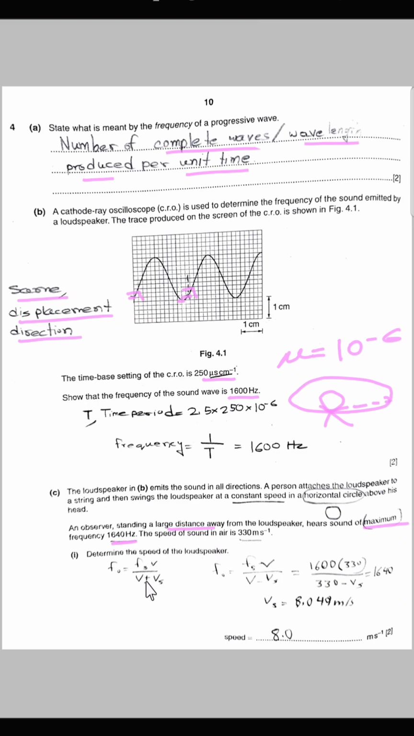For a maximum frequency, the denominator has to be less. Thus, we place a minus in the denominator, and for a minimum frequency, we place a plus in the denominator. So determine the speed of the loudspeaker. As the maximum frequency is observed, fo is equal to fs times v over v plus or minus vs. But as we have the maximum frequency, we have a denominator with a minus sign, not a plus sign. Then we calculate the speed of the loudspeaker, or speed of the source, as 8 meters per second.